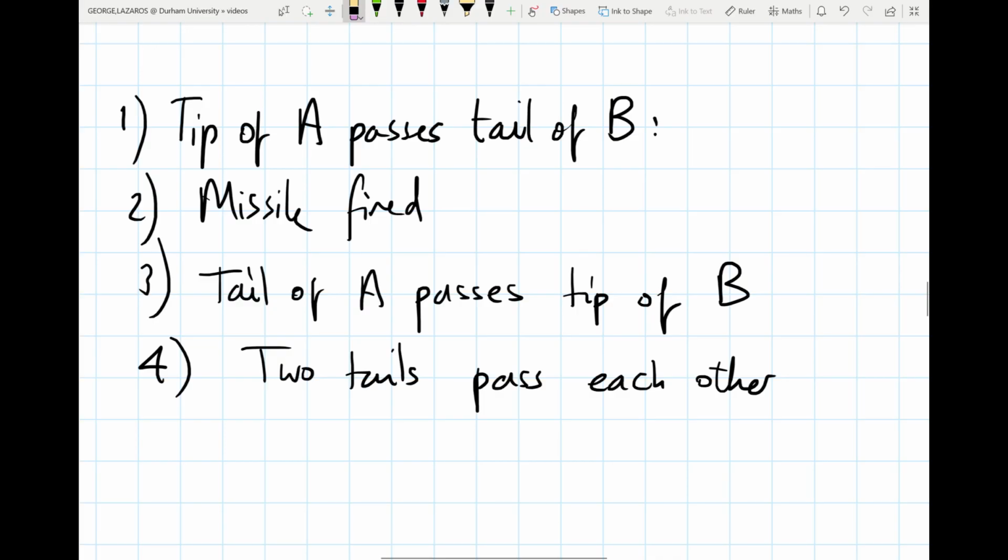Once we have these transformations, again, we're going to consider 4 key events. Number 1, the tip of A passing the tail of B. Number 2, the missile being fired. Number 3, the tail of A passing the tip of B. And number 4, the two tails passing each other.